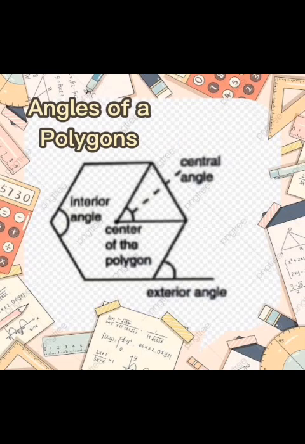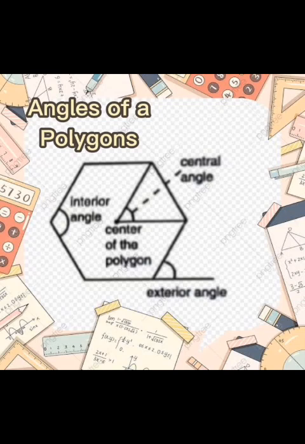Angles of a polygon. In this figure, we illustrate the different angles found in a polygon. Starting with an interior angle, it is an angle on the inside of a polygon formed by each pair of adjacent sides.